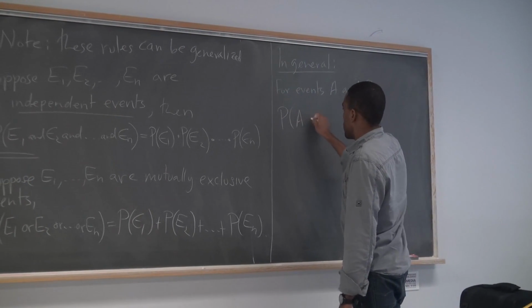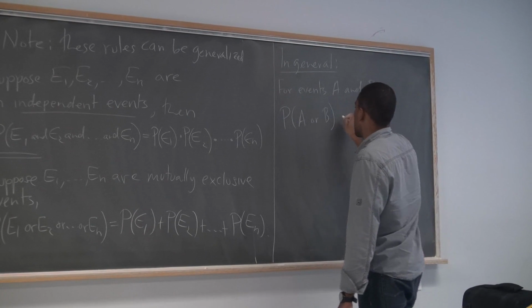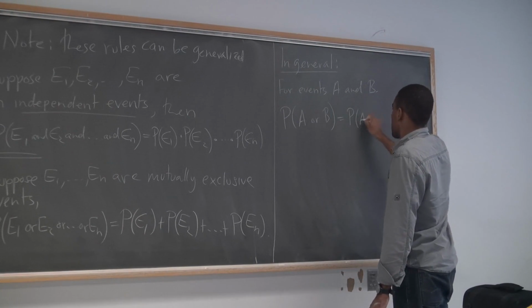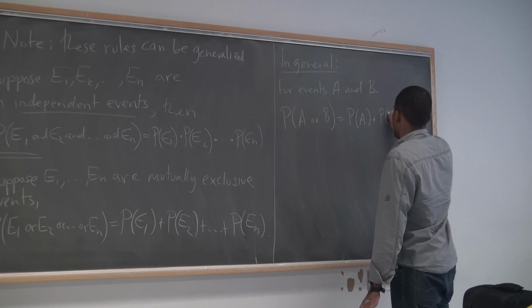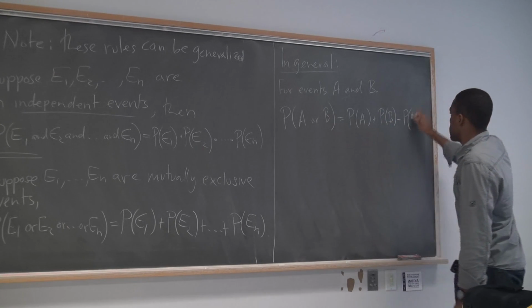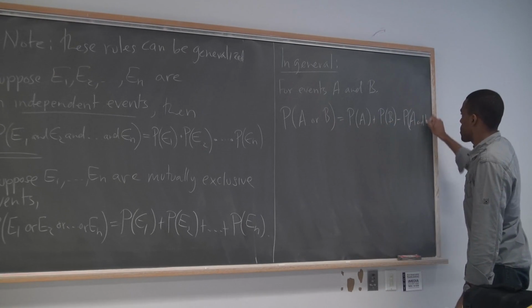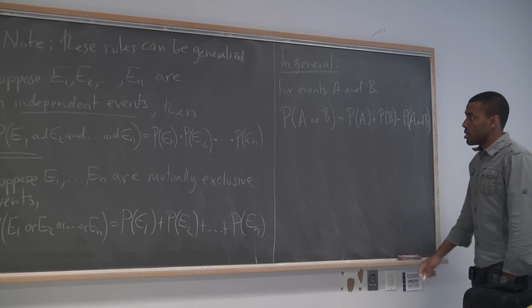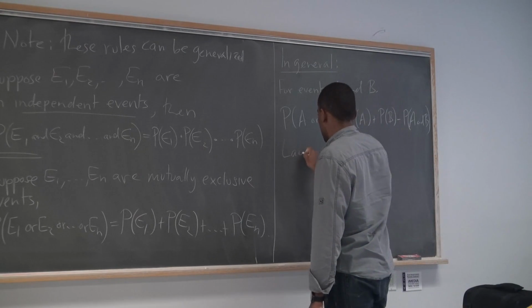Probability of A or B is the probability of A plus the probability of B minus the probability of A and B. This is called the law of disjunction.